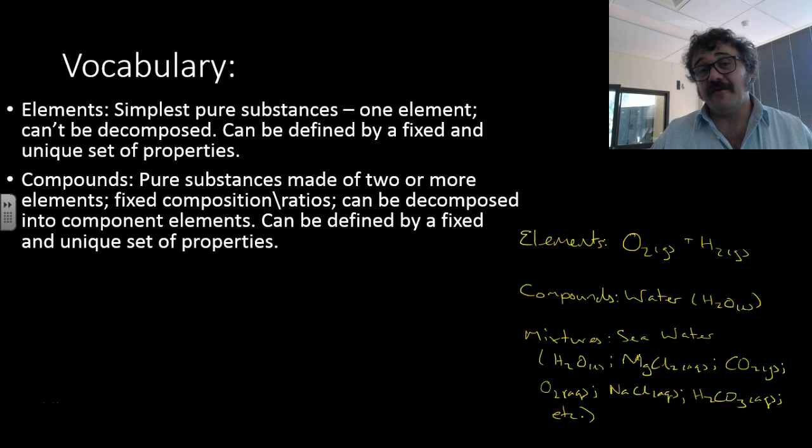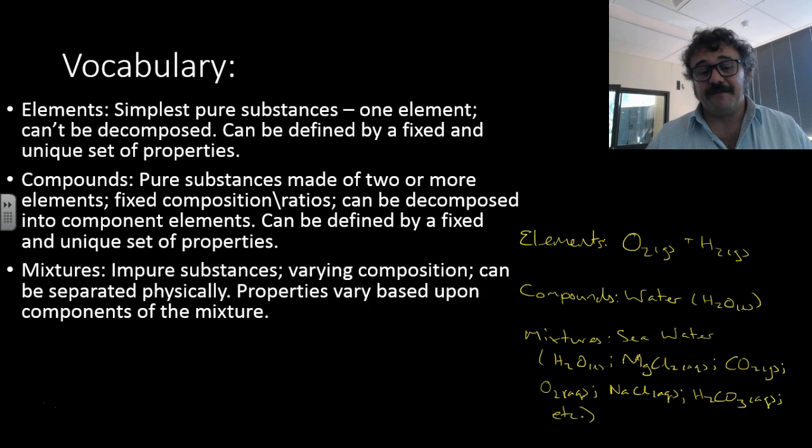So a compound is also a pure substance, but it's a bit more complex, and it's made up of two or more different substances, different elements, shall we say. There are fixed compositions or ratios, and this will make sense when we talk about ionic bonding later on, and they can be decomposed into their elemental components. So that's nice and straightforward. They also have a fixed and unique set of properties.